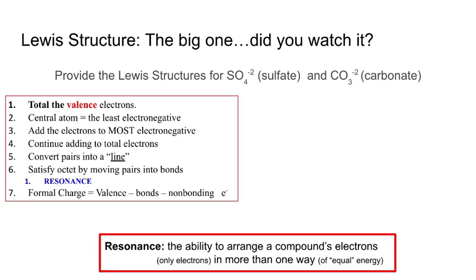Okay, so provide the Lewis structures for sulfate and carbonate. For the sake of importance, what I really care about is the structure for carbonate. So if we were going to follow through this, how would we start? Counting valence electrons. Awesome. How'd you know you should be counting valence electrons? Said it right there. Okay, cool.